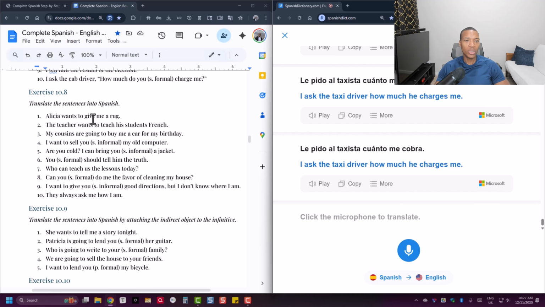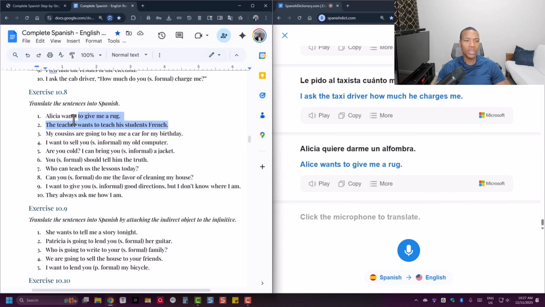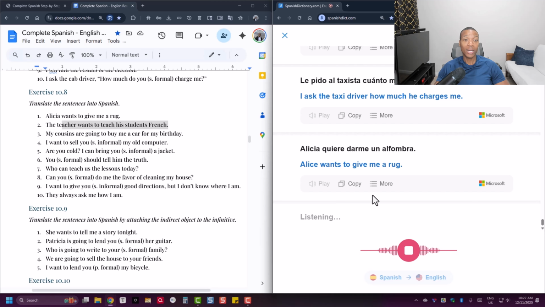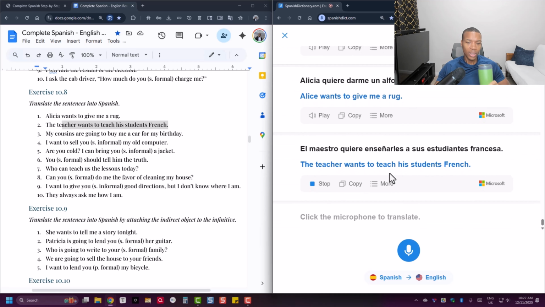Exercise 10.8. Alicia wants to give me a rug. Alicia quiere darme una alfombra. Alicia wants to give me a rug. The teacher wants to teach his students French. El maestro quiere enseñarles a sus estudiantes francés. The teacher wants to teach his students French.